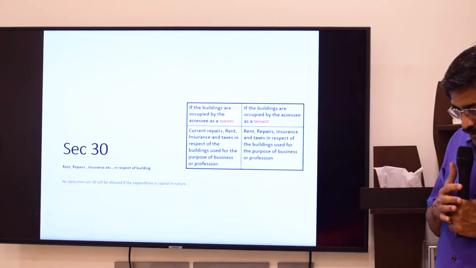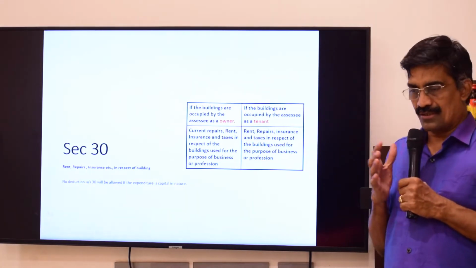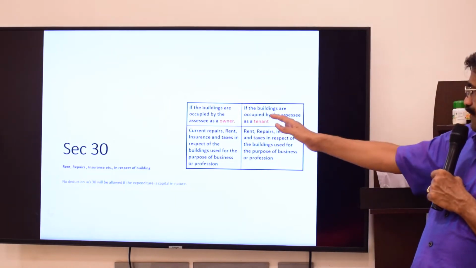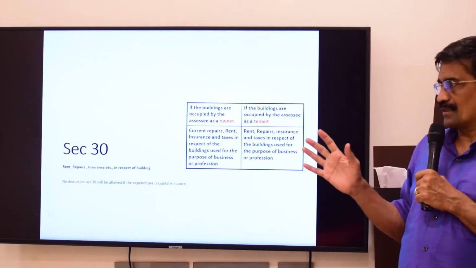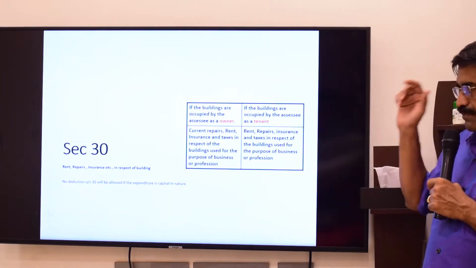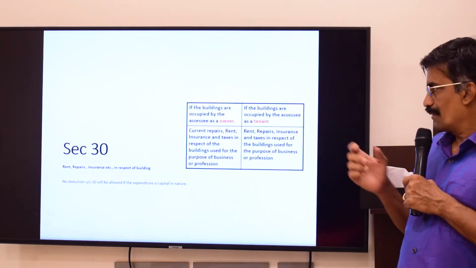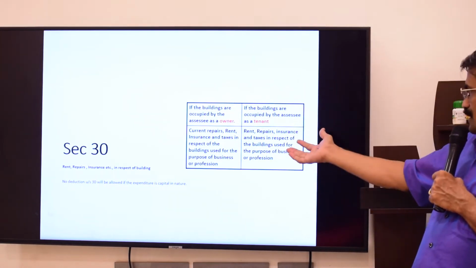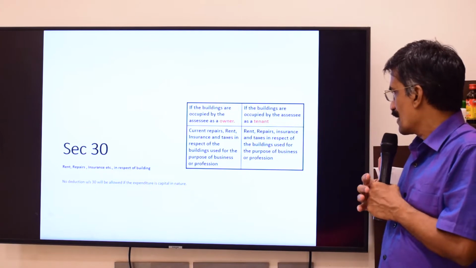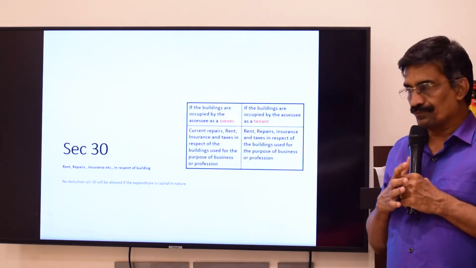Let's move to the first deduction, Section 30 of the Income Tax Act. Section 30 deals with rent, rates, repairs and insurance in respect of buildings used for the purpose of business. As you can see from this slide, you can divide the section into two parts: if the buildings are occupied by the assessee as the owner, and if the buildings are occupied by the assessee as a tenant. If he occupies the building as the owner, you can claim deduction for current repairs, whereas on the tenant side you will find all repairs. So the word current is missing when it comes to tenant-occupied premises. Otherwise there is no difference between the two; the word current is the only difference.